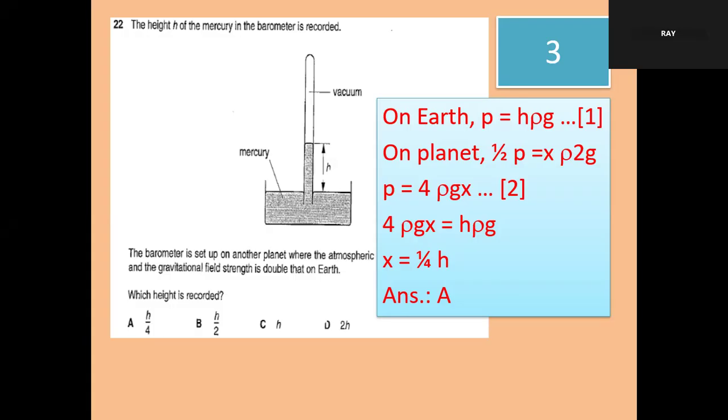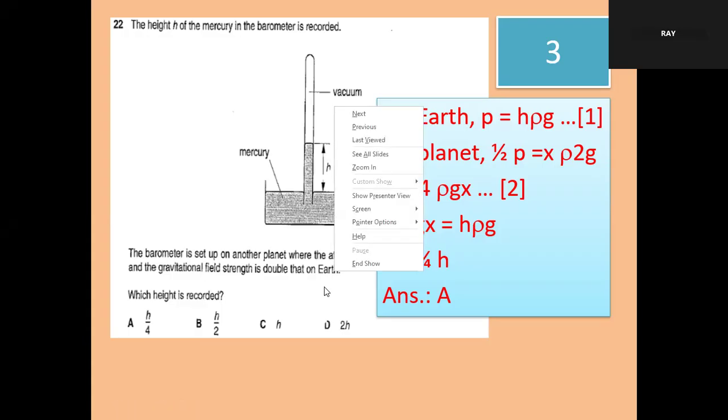Gravitational field strength on the other planet is double that of the Earth. So pressure is half, and gravitational field strength is double.